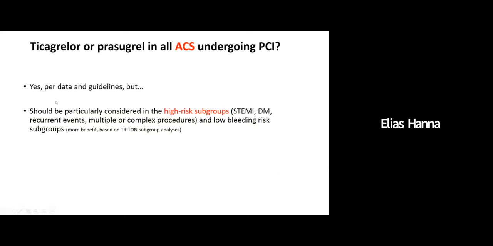But what do I think, actually, looking at the data? Should we really use ticagrelor or prasugrel in all ACS undergoing PCI? Yes, per data and guidelines, but there are huge caveats, and I'm going to go over them. One, I think those should be considered more readily rather than using them uniformly in all ACS patients. They should be considered more readily in the high-risk subgroups, STEMI, diabetes, recurrent event, multiple complex procedures, and low bleeding risk subgroups. So you combine ischemic with the bleeding risk.